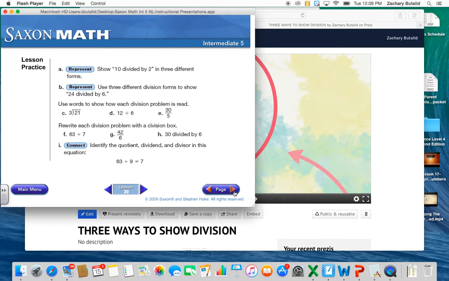The last one is to identify the quotient, the dividend, and the divisor in this equation. You're going to write quotient and what number is the quotient. You're going to write dividend and what is the dividend, and the divisor. You're going to write what that number is so we know you understand. Then you'll be ready to come to class tomorrow.